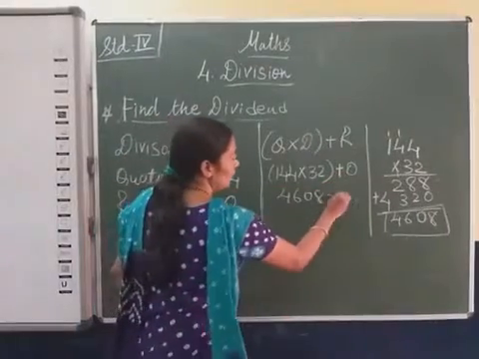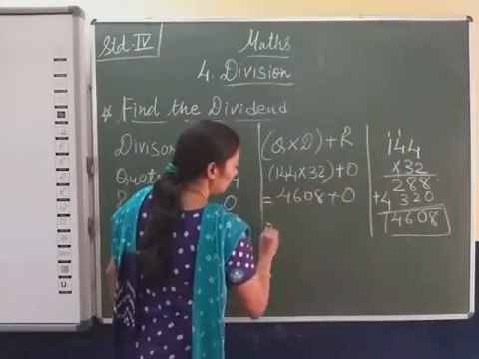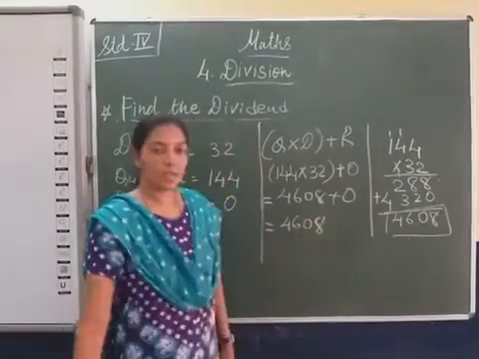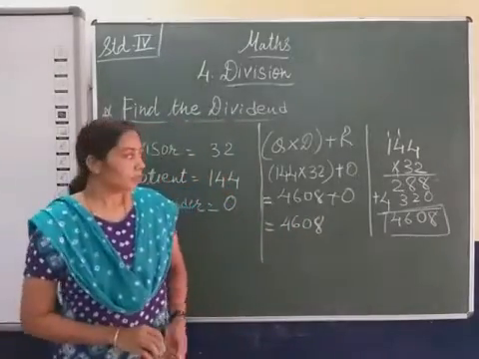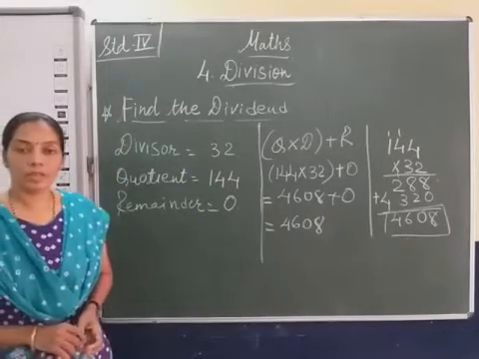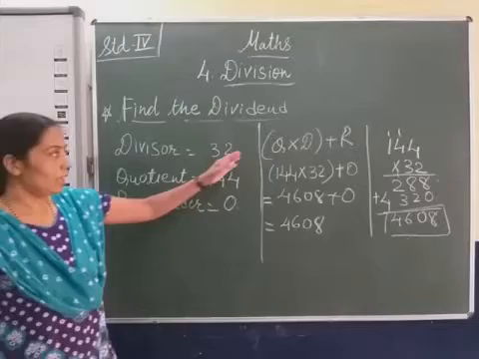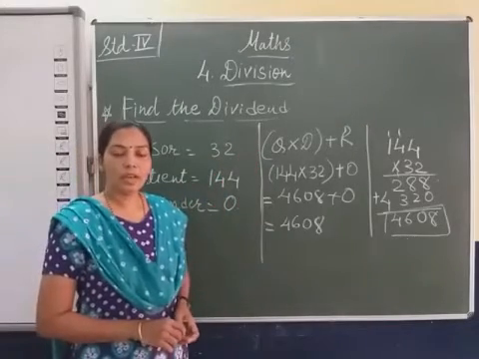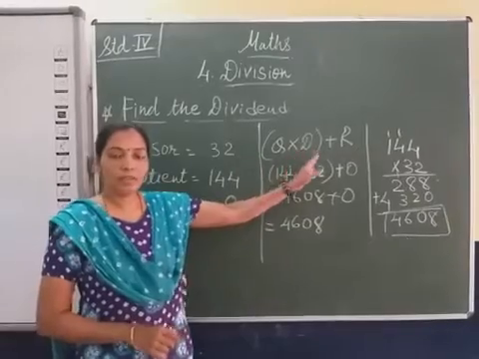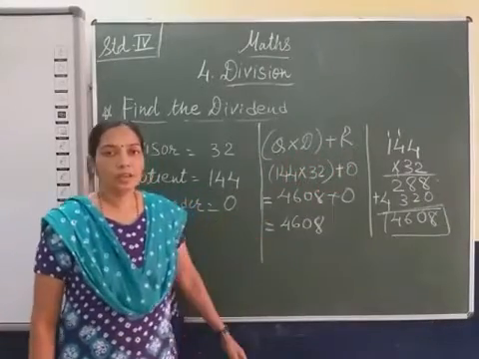So this is the dividend, 4608. Whenever the divisor, quotient and remainder are given, we use the formula: quotient into divisor, plus the remainder, which we add to the product we find.